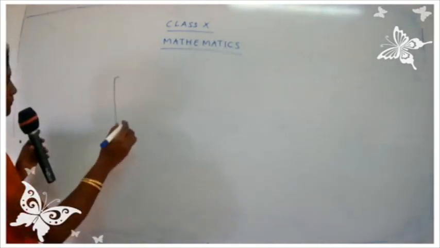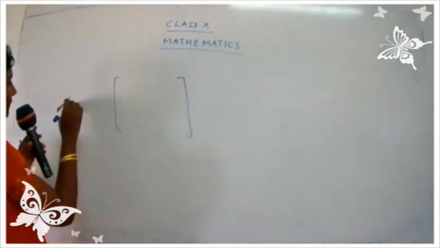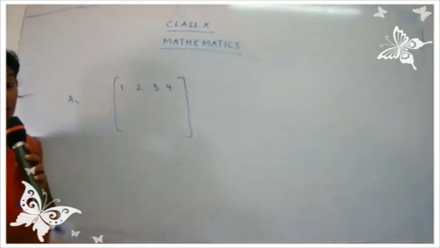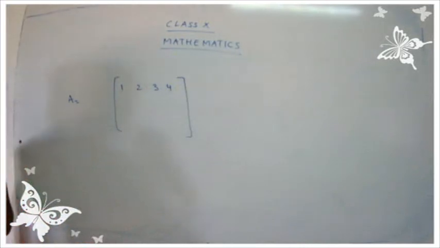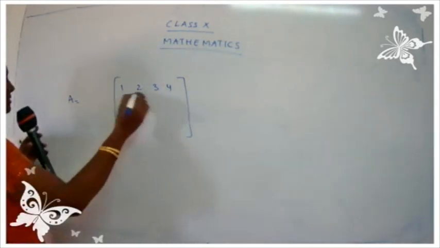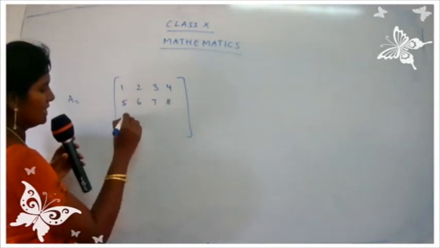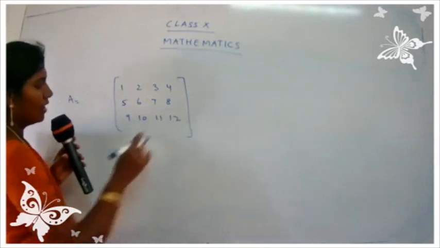First of all, see children, I am just considering a matrix. 1, 2, 3, 4. This is just for your explanation. Do not write down anything. I'll give you a time and I'll tell you what to write down in your classwork. Suppose, let us consider a matrix A, and this is given as 1, 2, 3, 4, 5, 6, 7, 8, 9, 10, 11, 12. Okay.